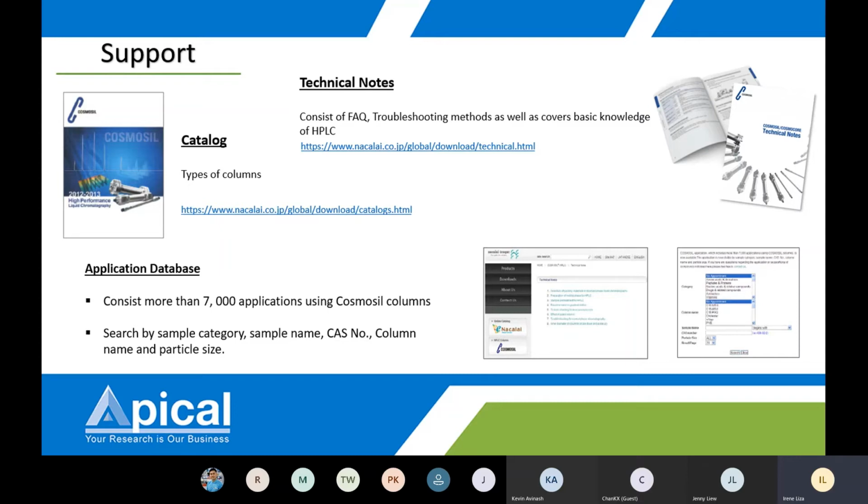You can browse through their catalogs for the various columns that are available. Also, application data is attached. You may want to look into what kind of mobile phase they are using and what retention time they are getting for some of these compounds. All these applications are found in the catalog as well. There is also an application database. It contains more than 7,000 applications using Cosmosil columns, which I've explained earlier. You just have to put in the type of sample that you want to analyze. If you have an idea, maybe the sample is from vitamins, you can click vitamins, and then the web page will come up with column suggestions for your reference.